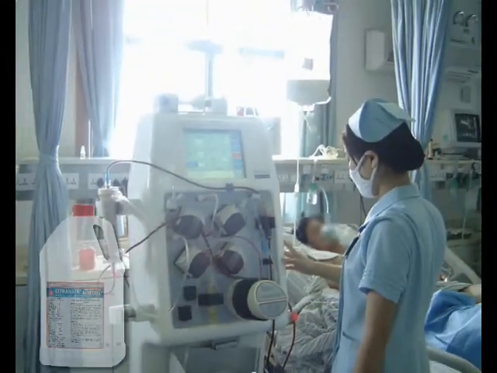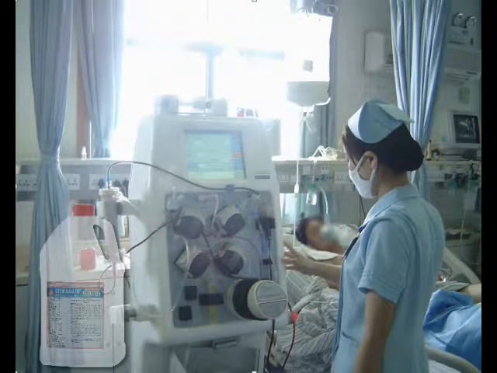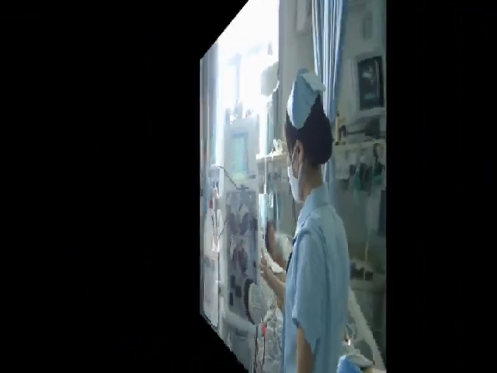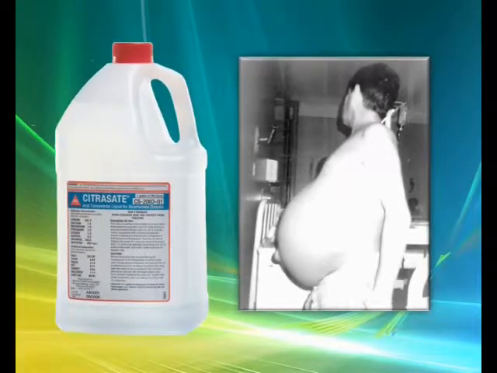It was found that Citrasate matches very well with slow, low-efficient daily dialysis as the renal replacement therapy of choice for critically ill patients. Many patients had significantly compromised liver functions, and even in those acutely ill patients, the Citrasate was well tolerated without any adverse effects.